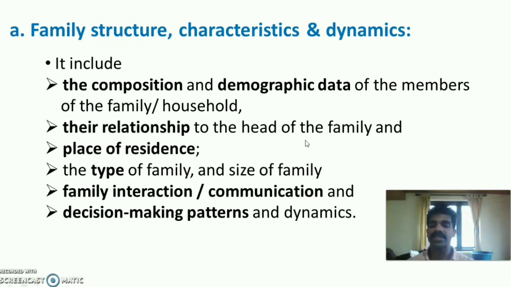So place of residence, which place they belong, then type of the family, whether it's nuclear, joint, extended or 3-generation family, etc. and size of the family, number of people in the family, that is 5, 4, 6, etc. Then family interaction or family communication within the family and to the neighborhood of the family. So family interaction and the family communication and decision making pattern in the family members, decision making pattern when the situation really comes, and group dynamics of the family. This all comes under family structure, family characteristics and family dynamics.